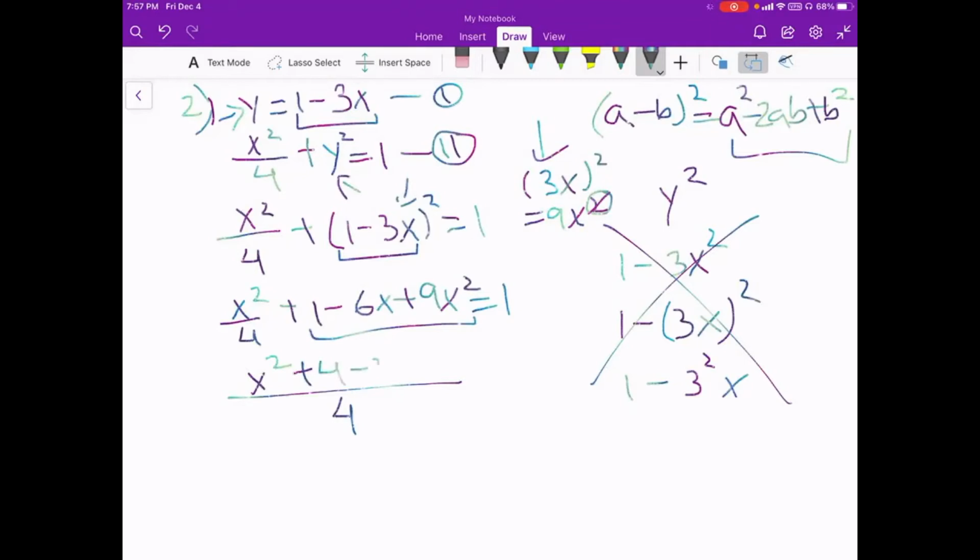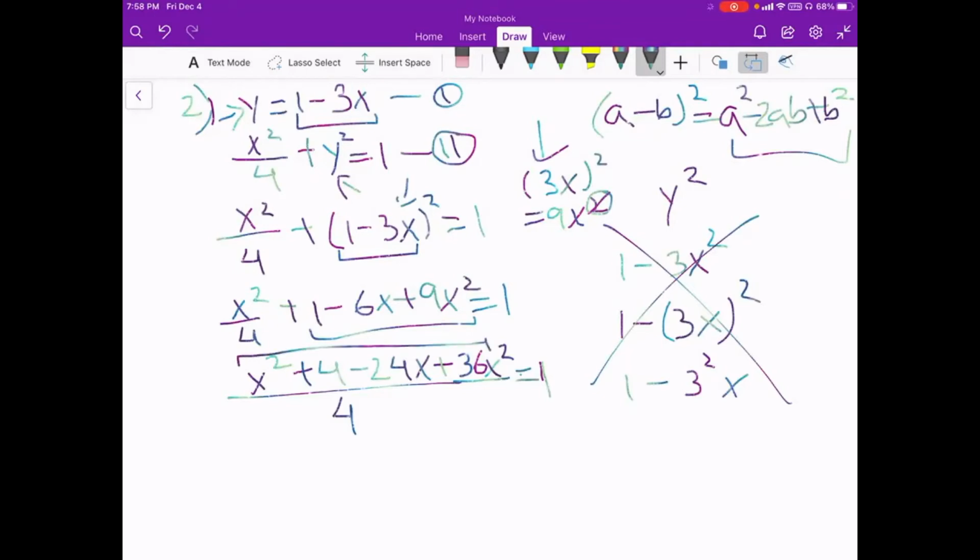Plus 4 minus 24x plus 36x squared is equal to 1. Again, from here, what you should do is cross multiply. In cross multiplication, you multiply the denominator of one side by the numerator of the other side and vice versa. Since you have 1 in there, this problem should not create that many problems, but just be mindful of that. So I'm going to simplify this part.